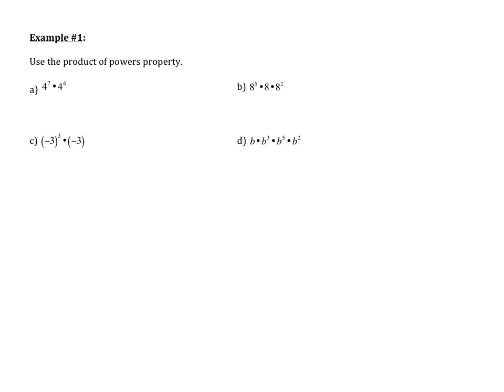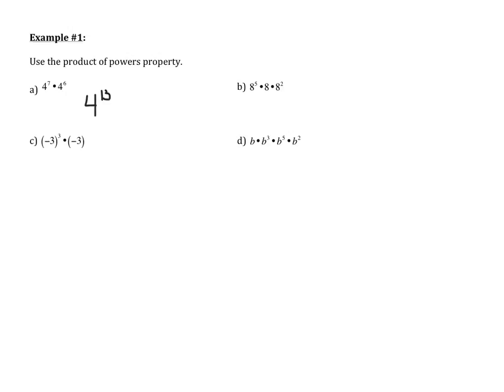So here's example number 1. Use the product of powers property. We're just going to leave our answers in exponential form, meaning if I'm going to take 3 to the 3rd, I'm just going to leave it as 3 to the 3rd rather than multiplying out what 3 times 3 times 3 is. I'm just going to leave it with the exponent. So part A says 4 to the 7th times 4 to the 6th. So I have the same bases, so I'm just going to add the powers. So I'm going to keep the same base, which is 4. I'm not going to take 4 times 4. My base is still going to be 4, and then I'm just going to add the powers. So 7 plus 6 is 13. So my final answer would be 4 to the 13th.